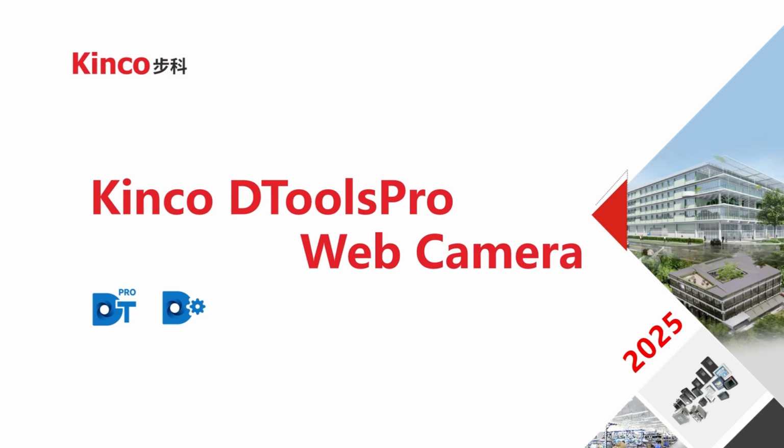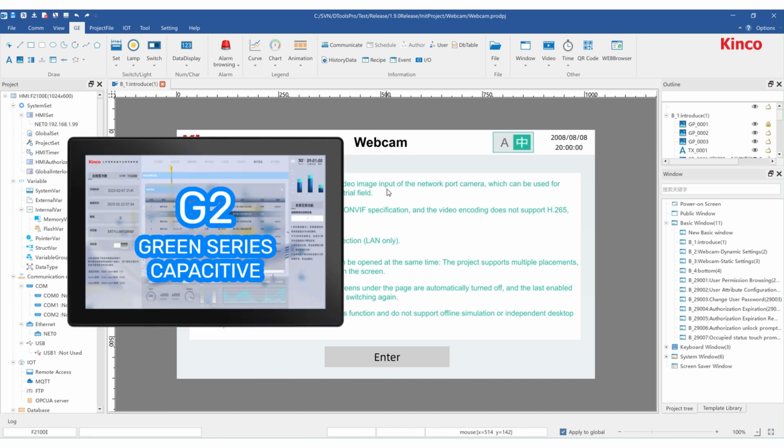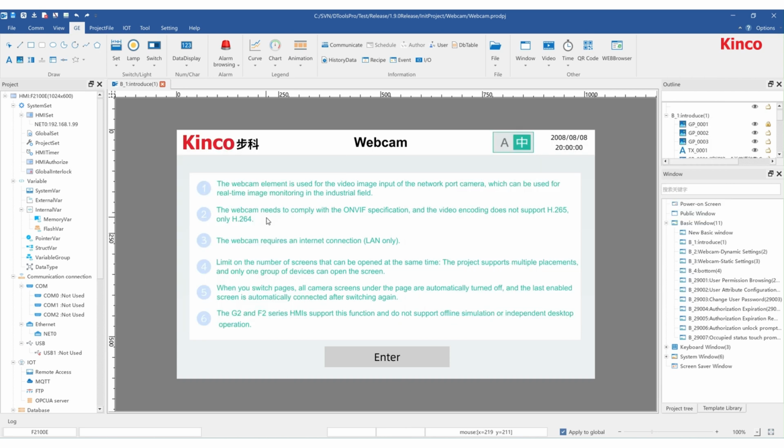Today, we'll introduce the network camera component in Kinco's HMI software. This feature allows you to display real-time video feeds from IP cameras via the Ethernet port, making it ideal for industrial on-site monitoring. To begin with, please note that this feature is only supported on G2 and F2 series capacitive models. It does not support offline simulation or standalone desktop operation.